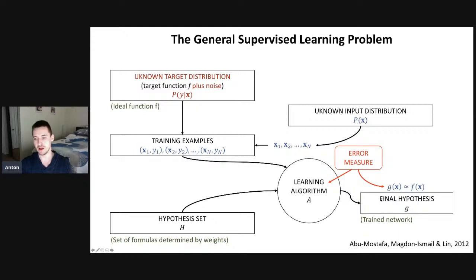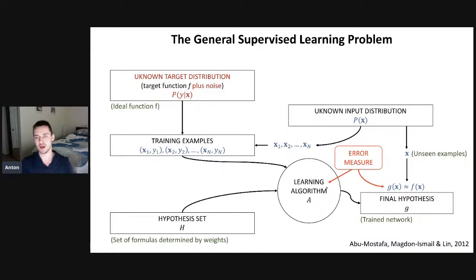The final hypothesis is basically the trained network with those weight parameters, and we're hoping that it approximates our target function well. Of course, this unknown distribution can supply us with unseen examples that were not seen during training, and what we want is to predict y for those examples, given the trained algorithm, the trained network.